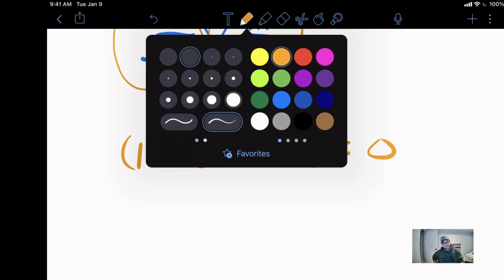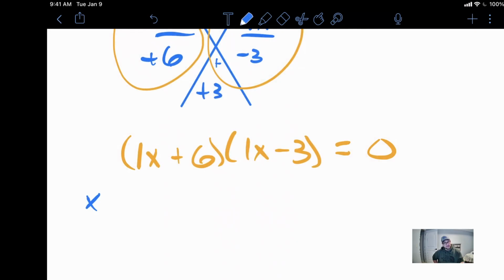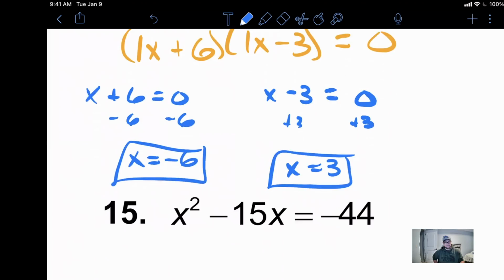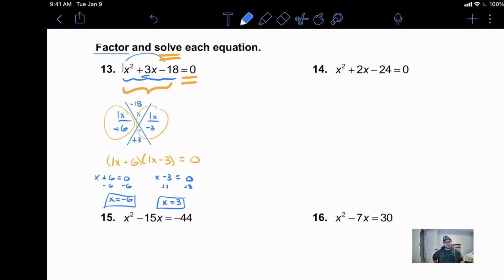So we set up our two separate equations. x plus 6 is equal to 0 and x minus 3 is equal to 0. Notice how I didn't have to put in the 1 there, right? 1x, that's kind of redundant. If we only see x, we only have 1. So subtract 6 from both sides, x equals negative 6. Add 3 to both sides, x equals 3. Nice job.